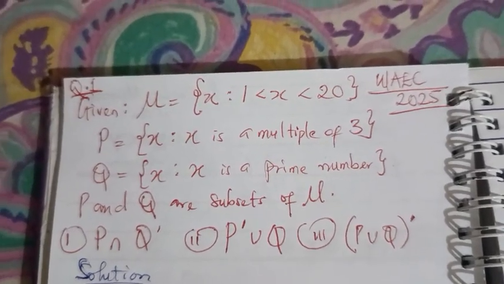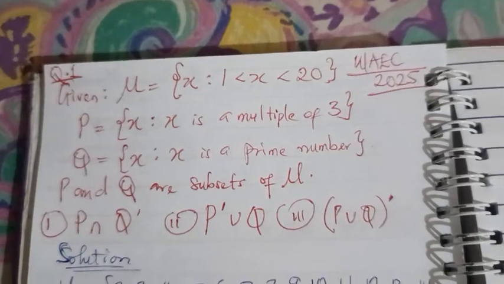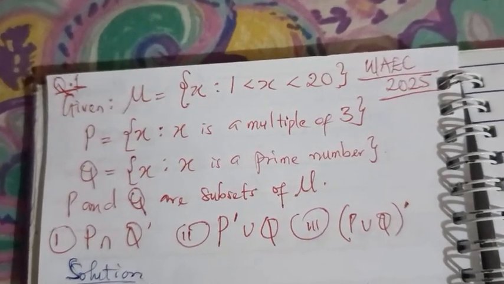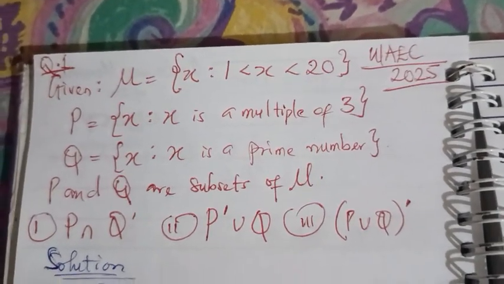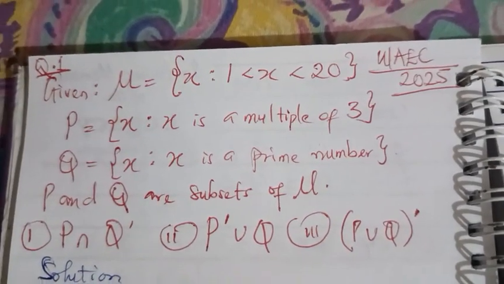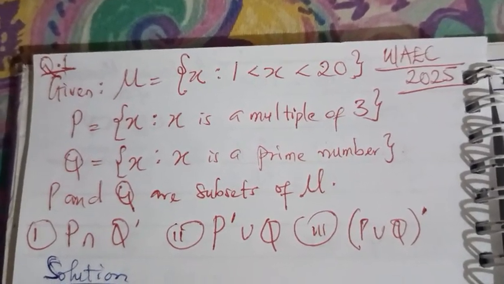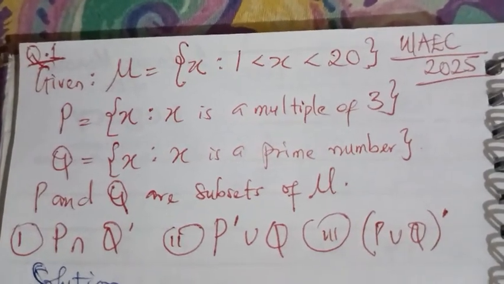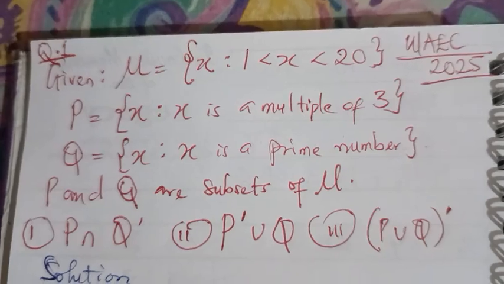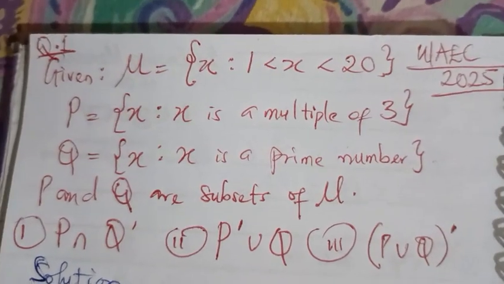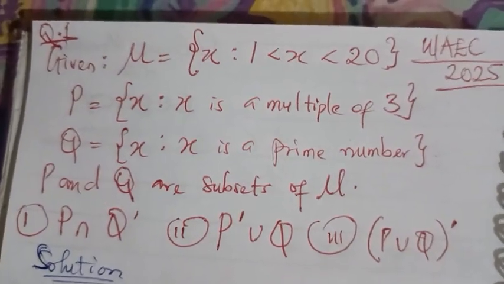Alright, so our first question came in to the first WAEC 2025 review, and here is a quick look through it. This is a summary of the question. This is our given sets. We have the universal set, and then we have P and Q, which are the subsets. Now herein are the questions. Find the following: P intersection Q prime, P prime union Q, and then P union Q all prime.